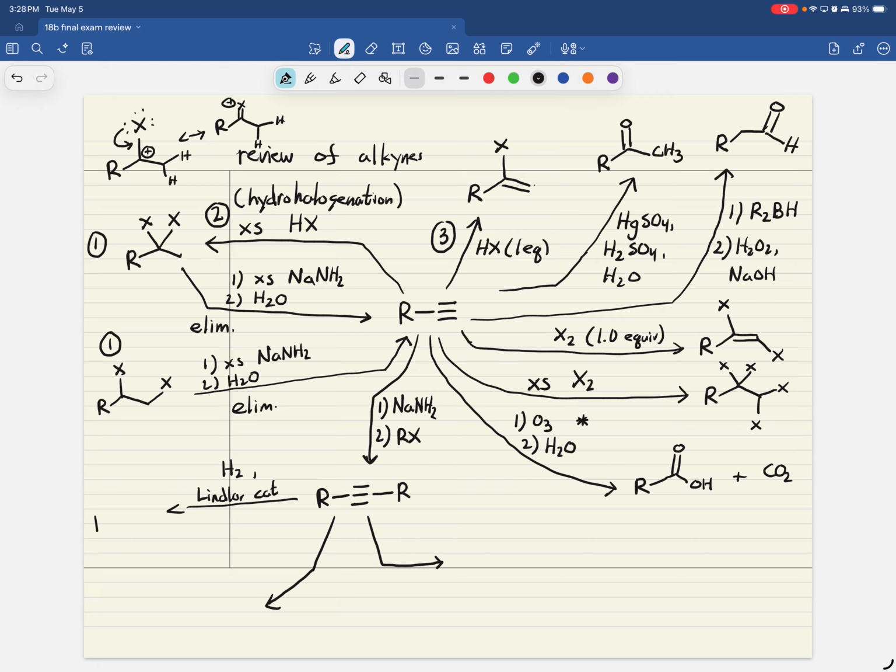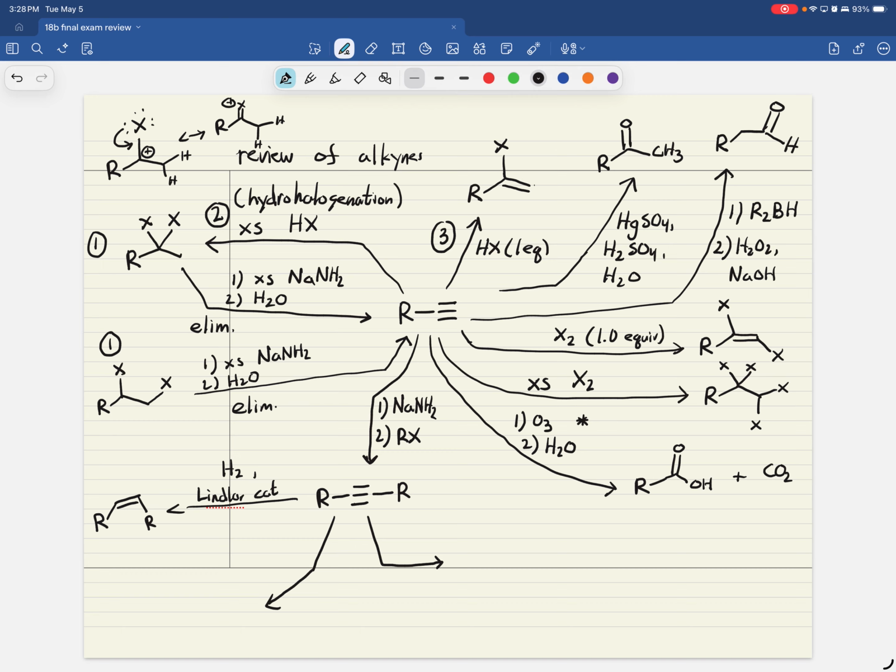I don't know a good mnemonic for this one. Lindlar's likes the cis alkene. It forms the cis alkene. So it partially hydrogenates. And that's because the catalyst itself is already inhibited by a certain compound. So it only allows to add hydrogen once to the alkyne. So the catalyst kind of controls how many times you add.